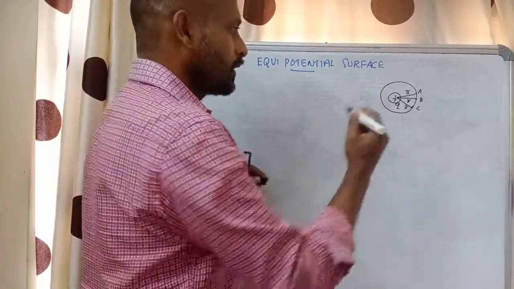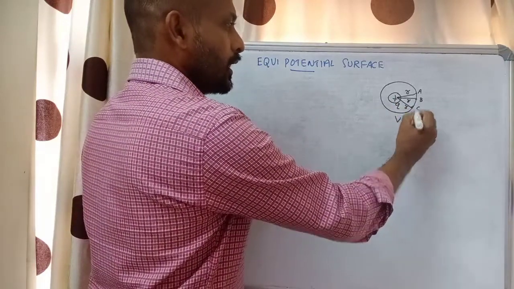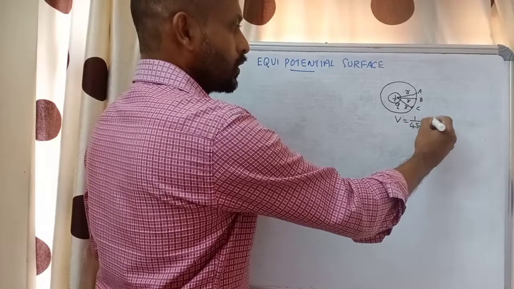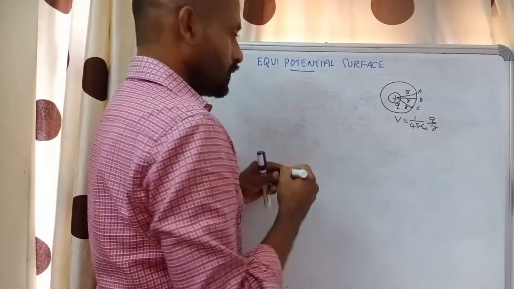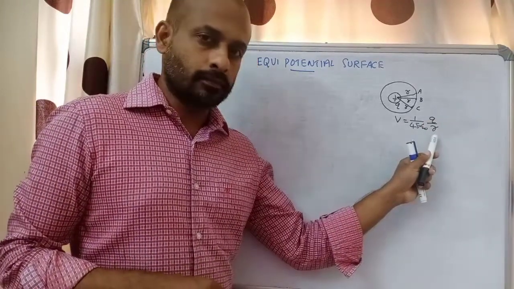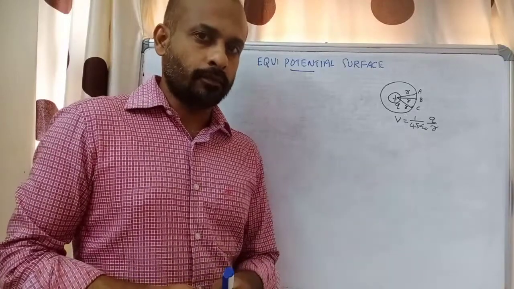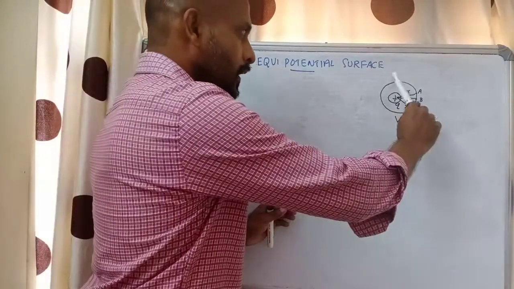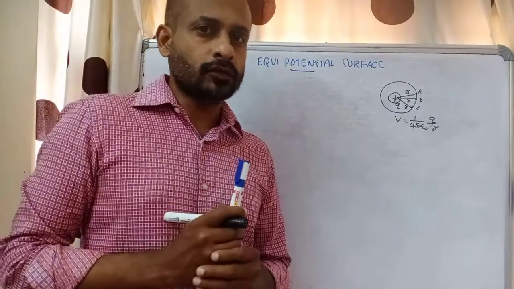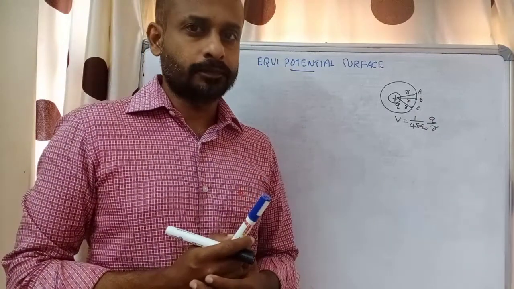And we have learned the equation of potential at A, B and C. I can say it is equal to 1 by 4 pi epsilon 0 Q by R. So for the points A, B and C, R is the same. So potential will be same. So we can consider this sphere as an equipotential surface. Why? Because at each and every point on the surface, potential will be same.